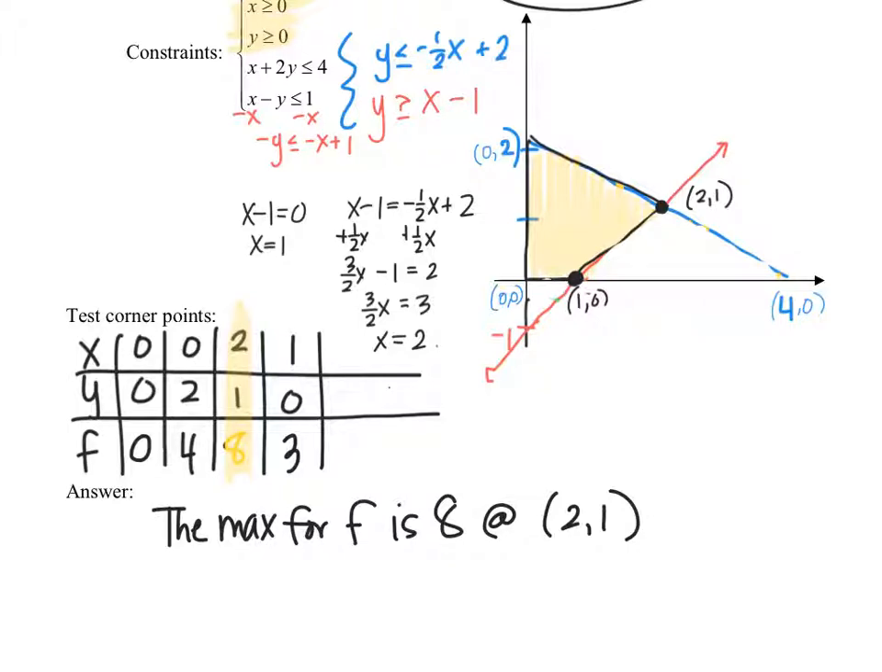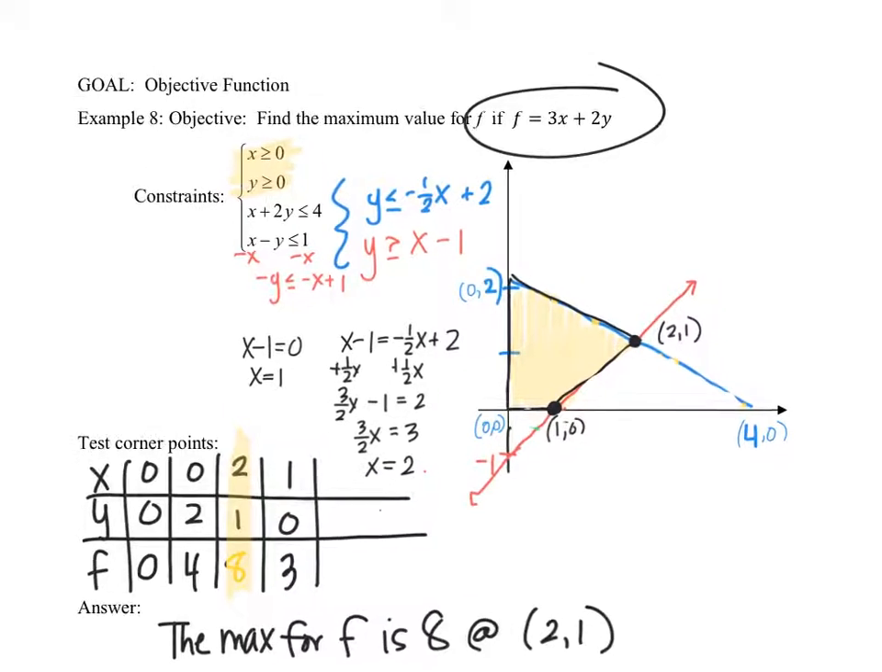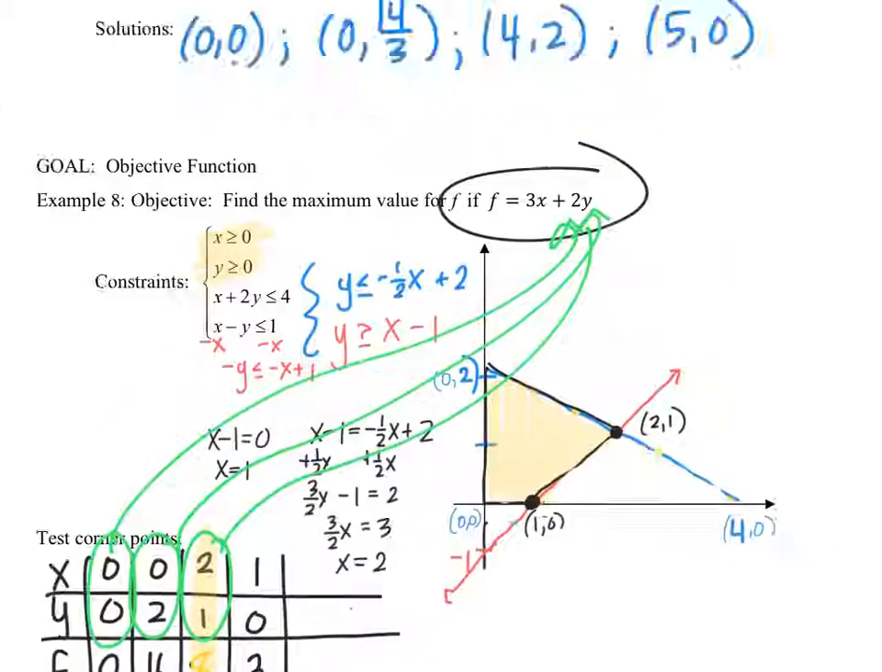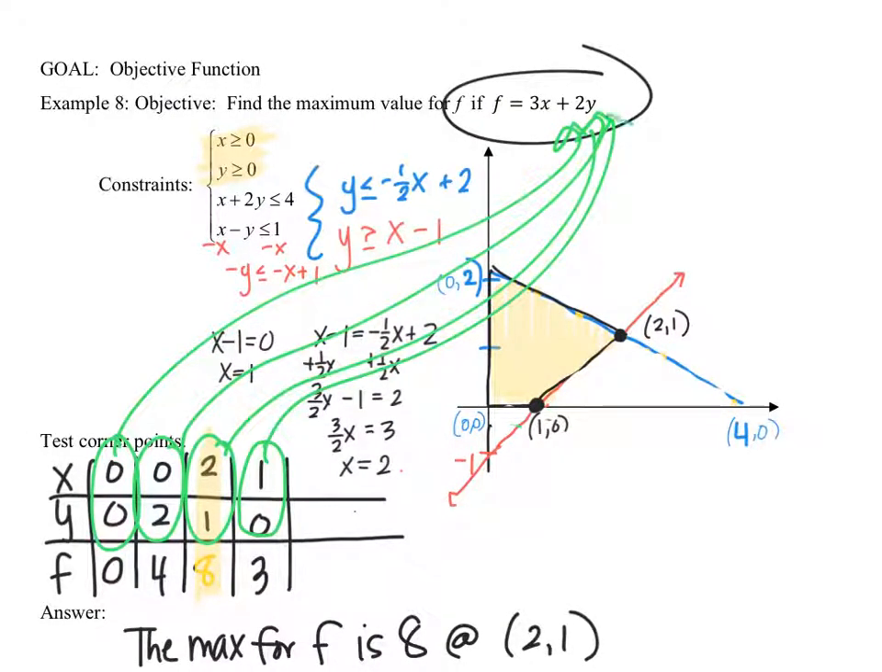Did you guys all get where those f numbers came from, where I got 0, 4, 8, and 3? No. Okay, sorry, I went a little too fast on that. I took 0, 0, and I plugged in 0 and 0 for x and y. So 3 times 0 and 2 times 0 made 0. Then I took 0 and 2, and I plugged those in for x and y. So 3 times 0 and 2 times 2 gave me 4. Then I did the same thing for 2, 1 and for 1, 0. Does that make sense now, Rose? Okay, that's where I got those numbers from. And because it said to find the maximum, I picked the one that produced the maximum number. If it had said find the minimum, I would have picked a different one.